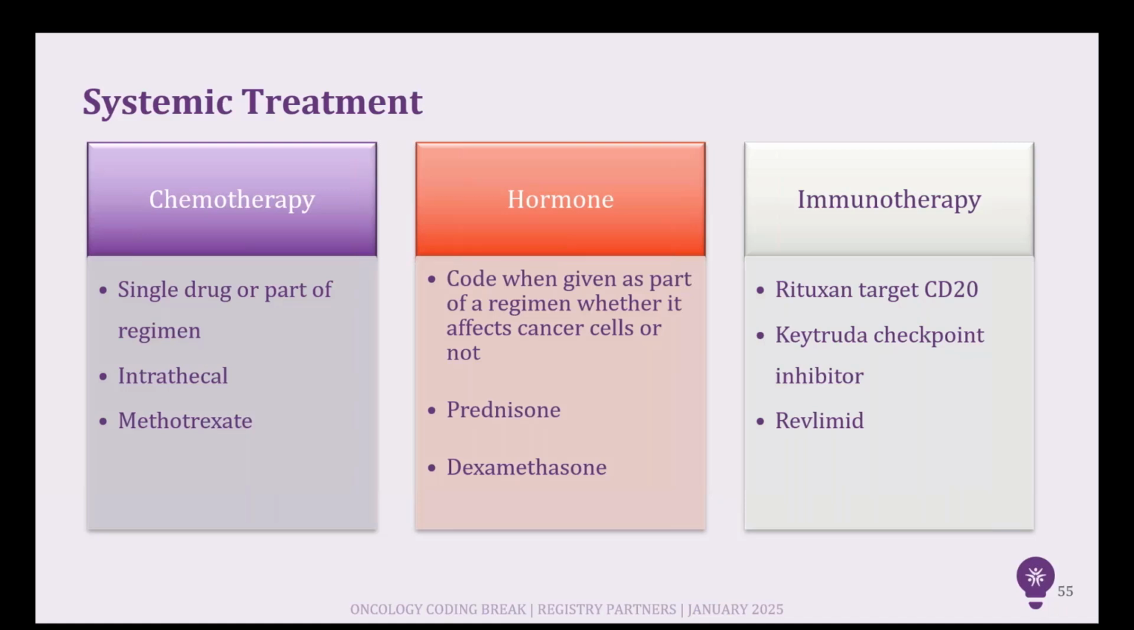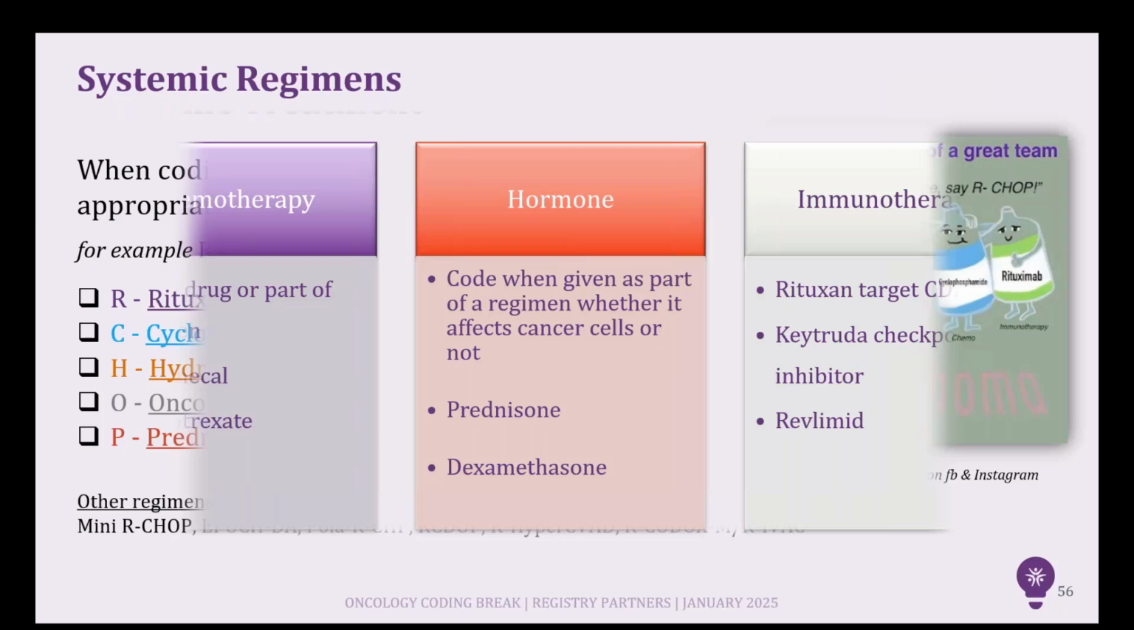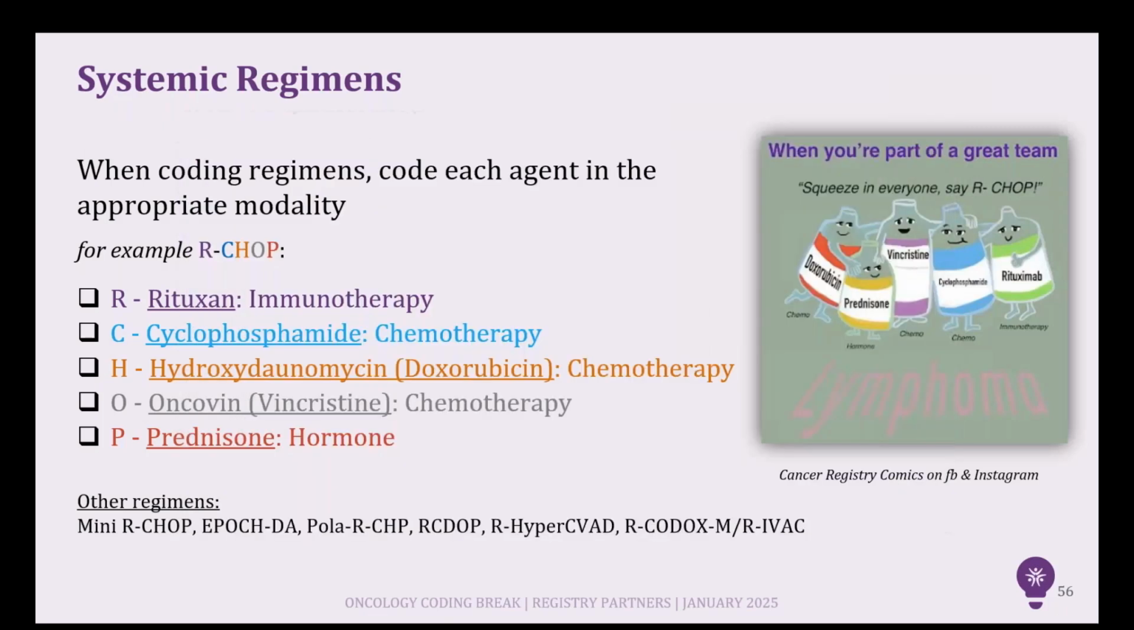So there are many different regimens that you'll see treating lymphomas. Make sure you're using the SEER*Rx page to help you code each drug modality appropriately. So for example, I just wanted to show R-CHOP. R-CHOP includes all 5 of these drugs. So it includes Rituxan, which is an immunotherapy, cyclophosphamide, which is a chemotherapy, doxorubicin, which is a chemotherapy, vincristine, which is a chemotherapy, and prednisone, which is a hormone. So for this case, we would code immuno, chemo, and hormone.